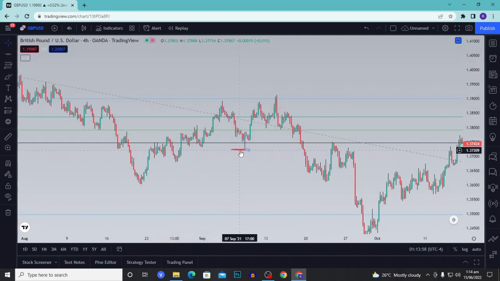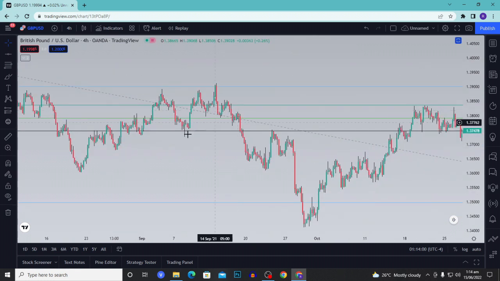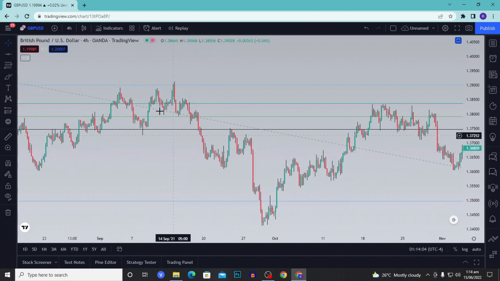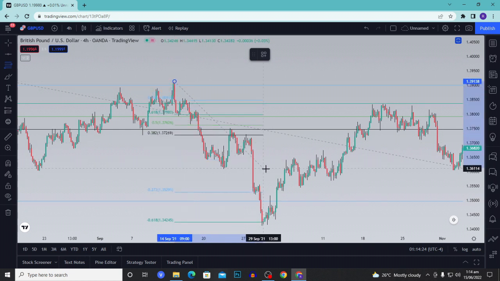Once price changes structure from an uptrend to a downtrend, after the very first impulse move breaking structure like this one right here, we draw a fib again. So we leave the fib from before on the daily time frame, we draw another fib on the four hour time frame now, from the top of the impulse move all the way down to the bottom of the impulse move, just like this.